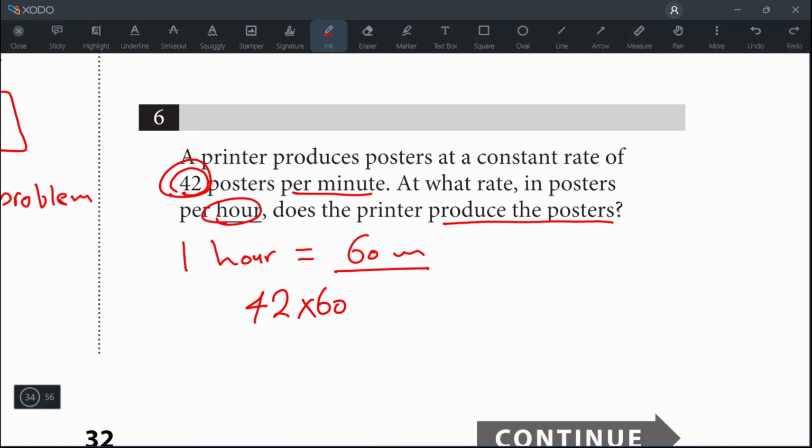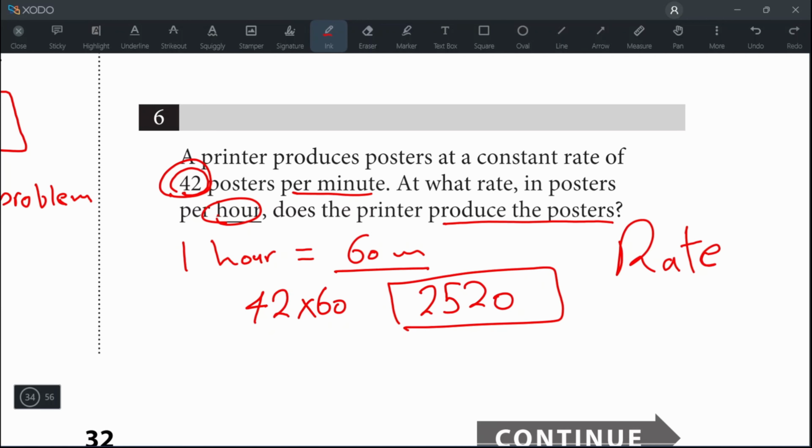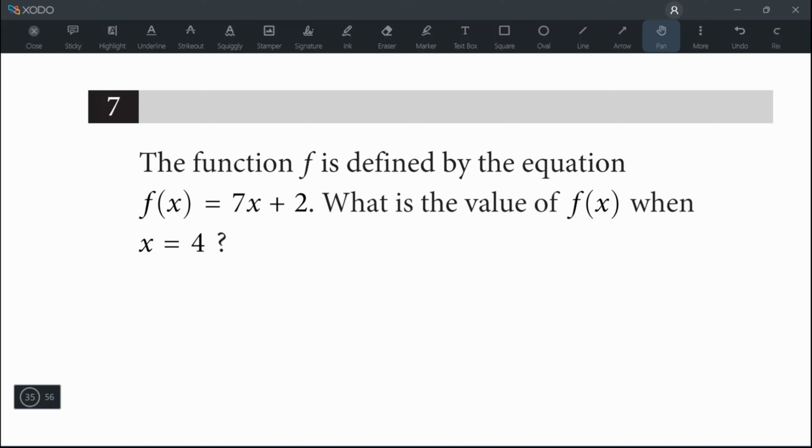42 multiplied by 60 is equal to 2520. And that's the answer for this question. And this question is about rates, in case you want to revise this chapter. Now, what about question number 7?